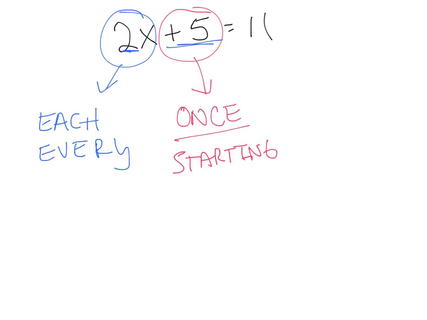So our coefficient, the first part with our x, is something that's happening multiple times or something that's going to be split. Our constant is something that's only happening one time, or it's a starting amount, or it's that beginning point.